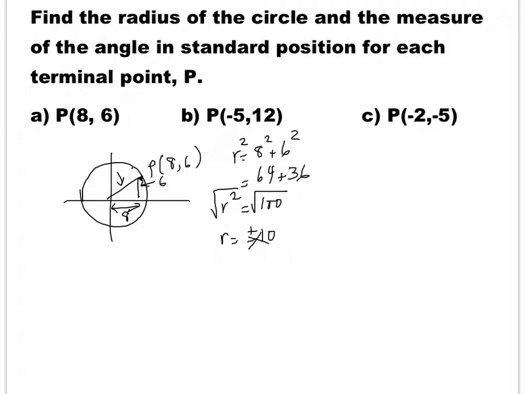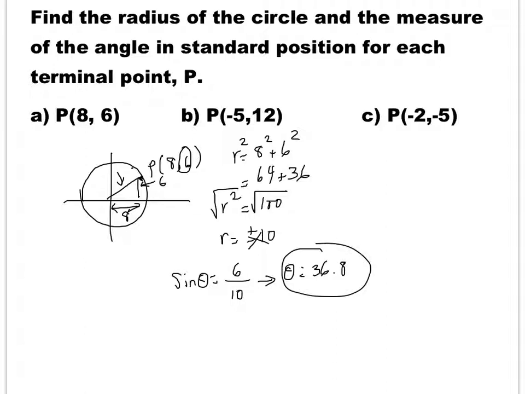Now, to find the measure of the angle, I can either use sine, cos, or tan. I'm going to use sine, and I'm going to say sine theta is opposite, which is 6, which is the y coordinate, divided by the radius, which is 10. Now, if you use the inverse sine, you will find that theta is going to be about 36.8.